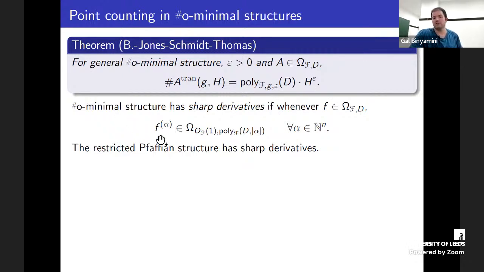Whenever you have a sharply o-minimal structure, you can show that F alpha is definable. Just write a formula for it. But the number of quantifiers in this formula will depend on the order of derivative. So if you try to prove it like that, you will get that the format depends on alpha. That is why this is an extra condition, as far as I know. I don't know how to prove that every sharply o-minimal structure has this property.